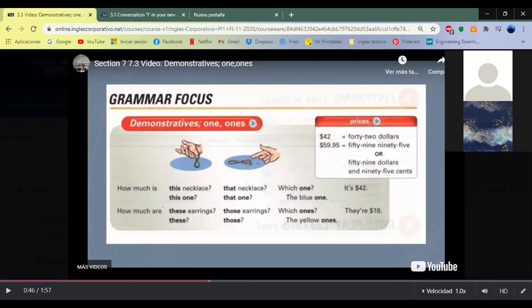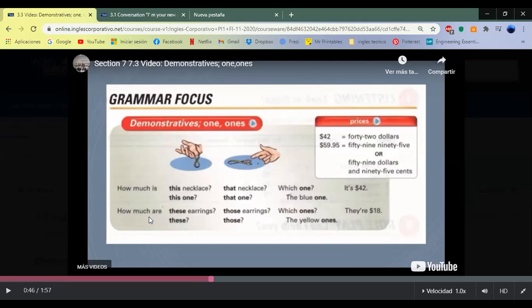Carlos, can you read it, please? Hi, teacher. Good evening. How much are these earrings? How much are these? How much are those? Which ones? How much are the yellow ones? No, if you can see, this is a different question. Which ones? The yellow ones. Okay. How much? They are 18. 18 what?